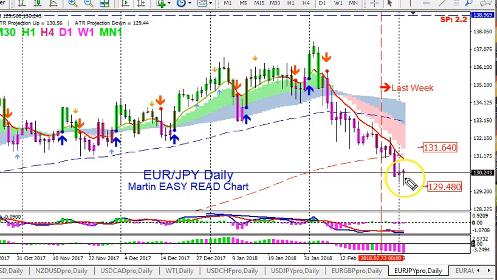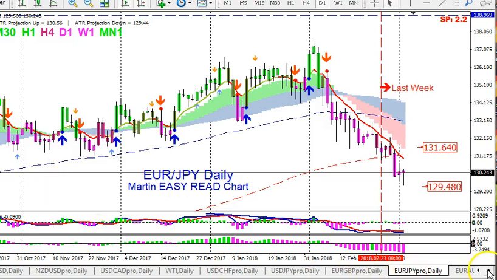And on Thursday and Friday, we had kind of a battle going on between the buyers and sellers. So you can see a doji, another doji. I kind of expect price to continue going down. But on the downside, we'd be waiting and looking for price below 129.48. To the upside, price would have to come all the way above 131.64 for us to consider taking a buy trade.